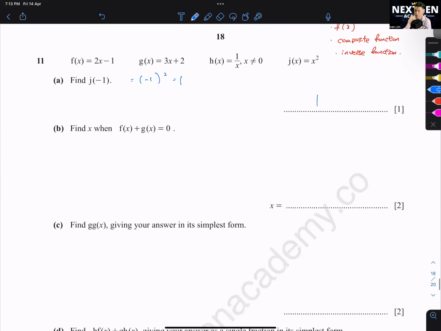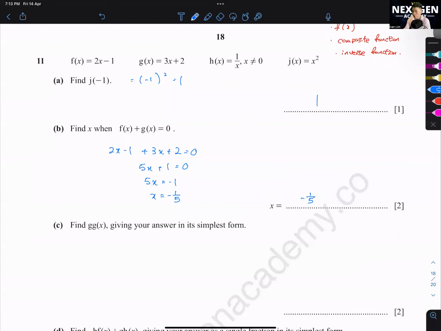Okay, fx plus gx equals to 0. So we just sub in what is fx? 2x minus 1 plus 3x plus 2 equals to 0. 5x plus 1 equals to 0. And we just solve it and you get -1/5.